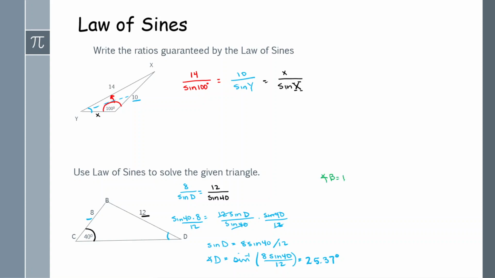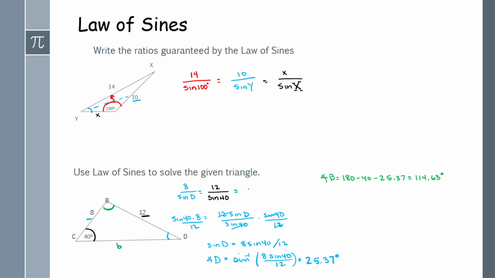Okay, now once I know angle D, then that is going to allow me to find angle B. So angle B is going to equal 180 minus 40 minus the 25.37. And so we get 114.63 degrees. So now I know all three angles. And all I am left to find is side B.